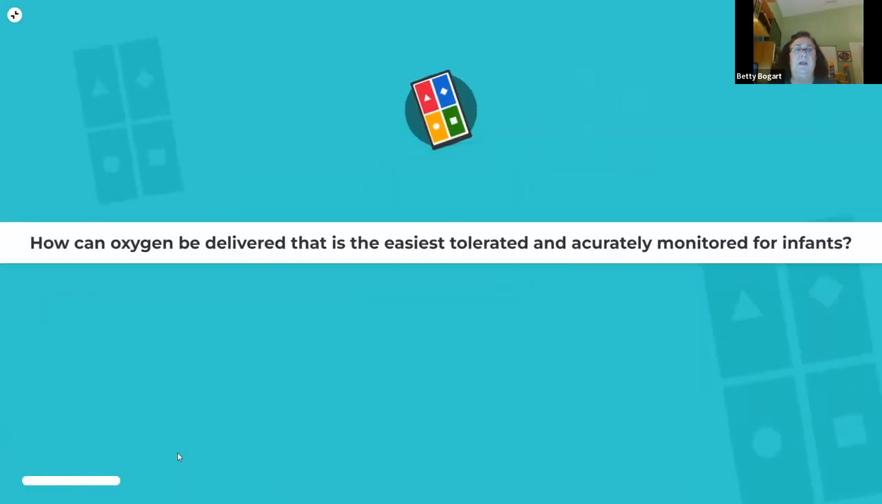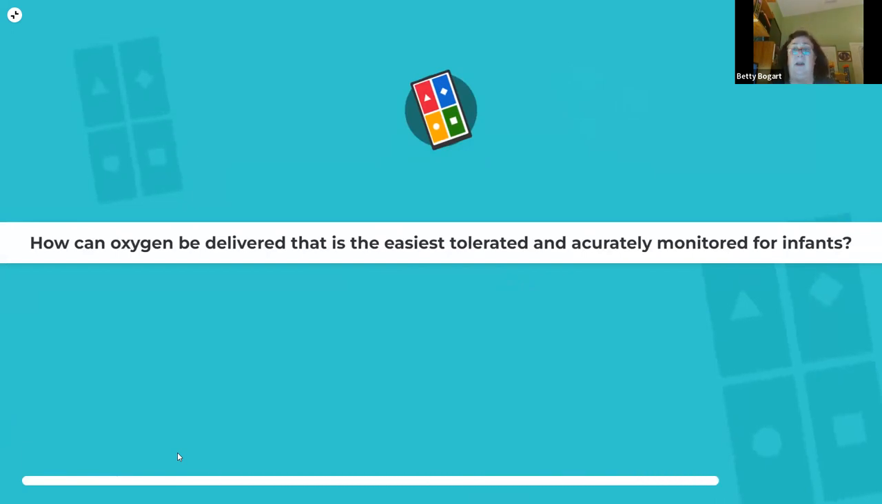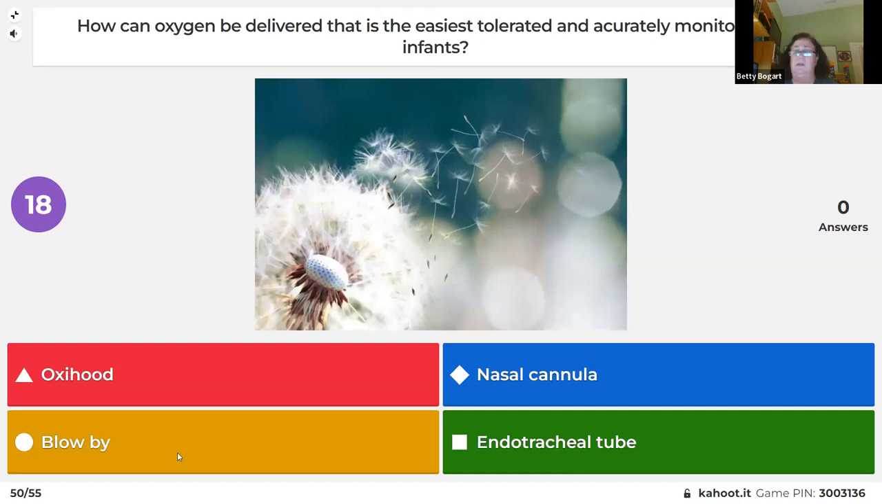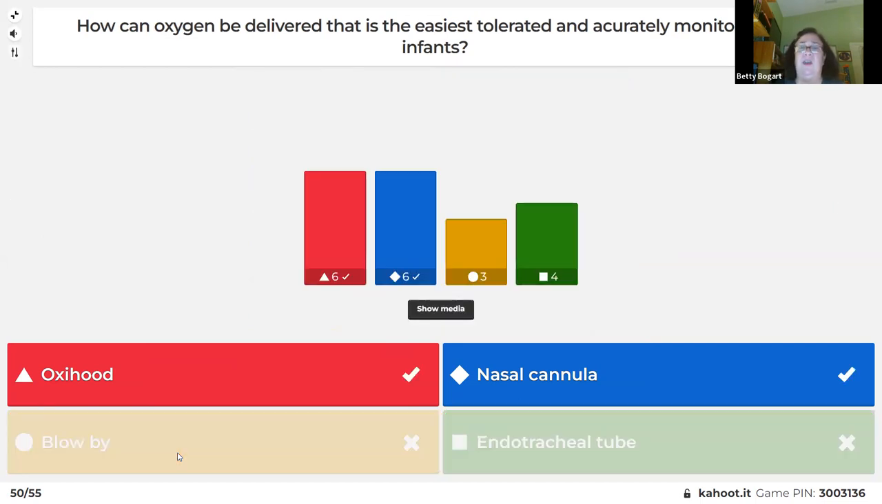Multi-select. How can oxygen be delivered that is easiest tolerated and accurately monitored for infants? Now, we give oxygen to prevent hypoxemia, and it helps children breathe easier because the effort of breathing decreases. How is it done that they like it the best? And it's the most accurate.